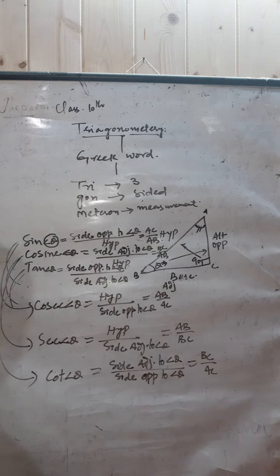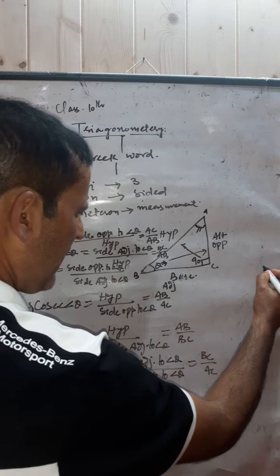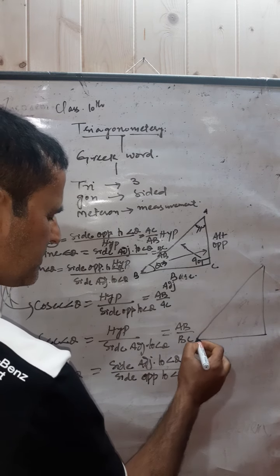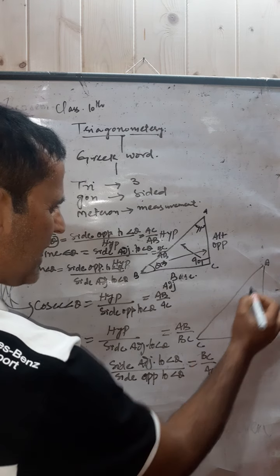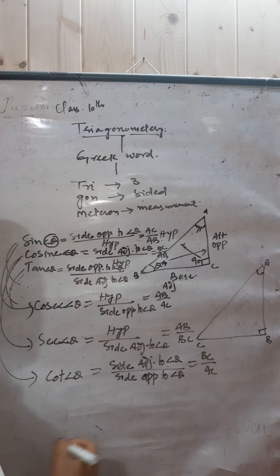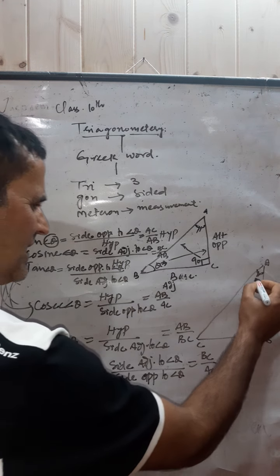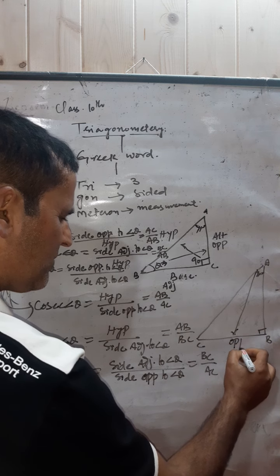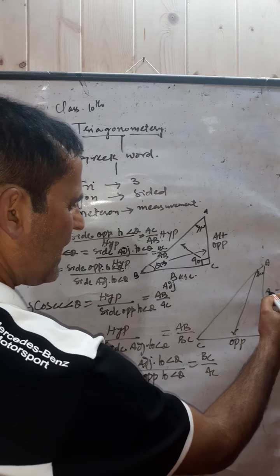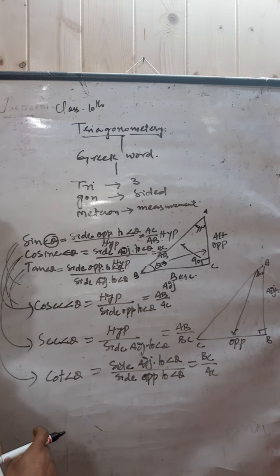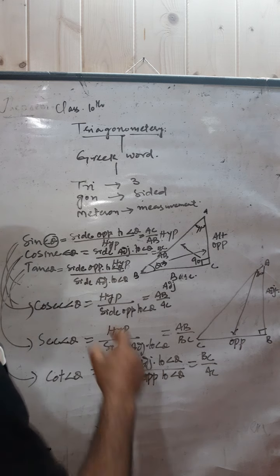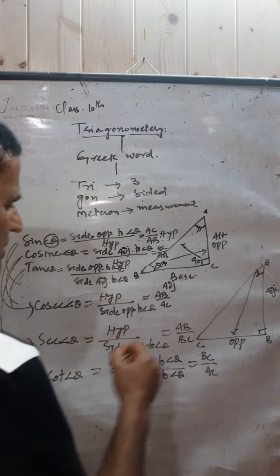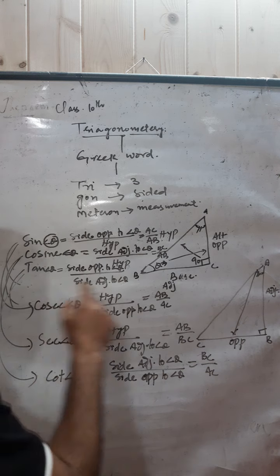But keep one thing in mind, here we focus on angle B, or we can say angle theta. If we have an angle like this, here 90 degrees, and it is A, B and C, sometimes we have to focus on this other angle. So at that very time, this side will act as the opposite side and this side will act as the adjacent side. So in this manner you can find the sine of angle A, cos of angle A, tan of angle A.